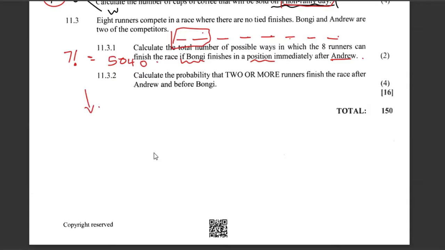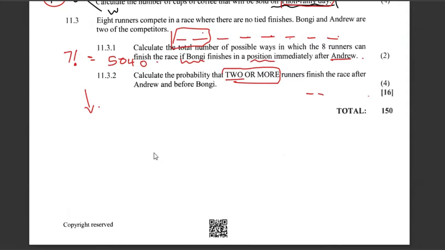Then 11.3.2, calculate the probability that 2 or more, in capital letters, 2 or more runners finish the race after Andrew and Bongi. Okay, now there are scenarios. 2 can finish, 3 can finish, 4 can finish, 5 can finish, 6 can finish, and so on and so forth. But Bongi and Andrew seem to be in fixed positions, meaning that instead of us having 7 positions, our focus is going to be the 6 places that we're going to play with.